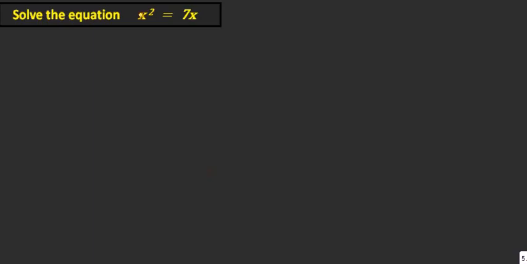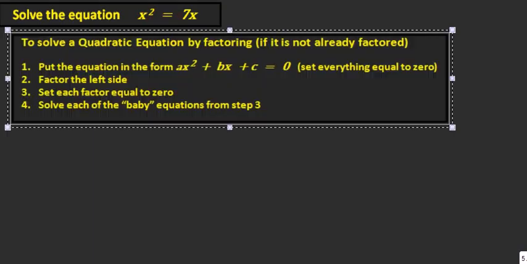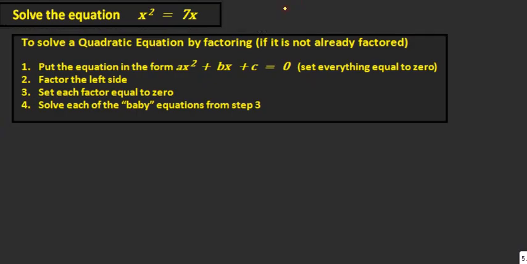It says solve the equation x squared equals 7x. Now remember, this is a quadratic equation because we see the x squared. And to solve a quadratic equation by factoring, which is the only way we know right now, we use these four basic steps.